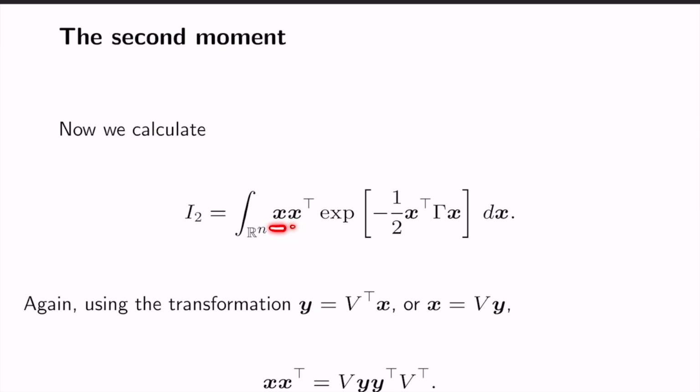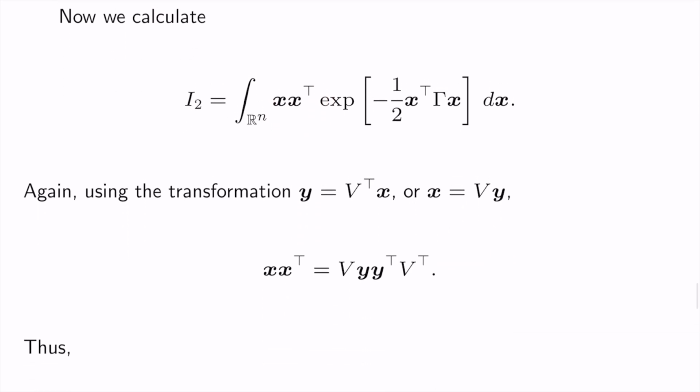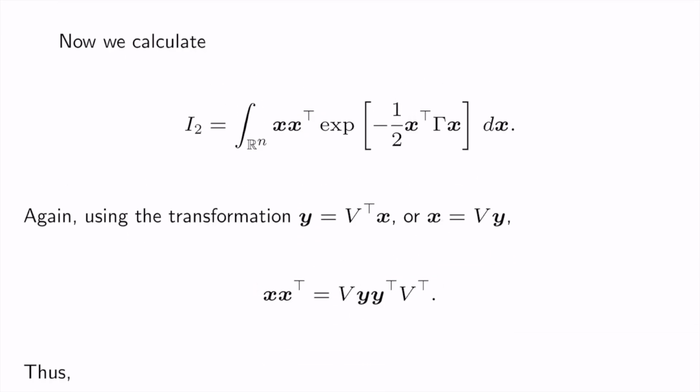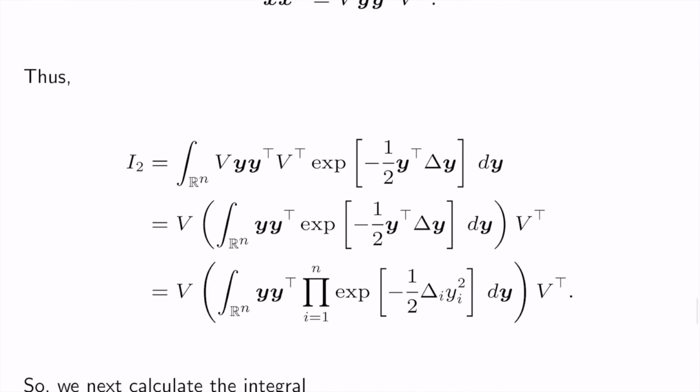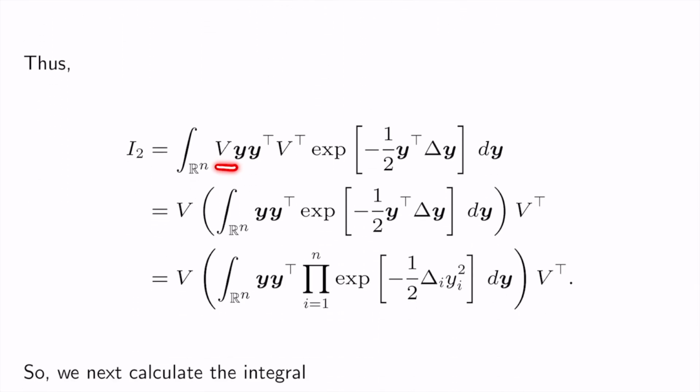And finally, let's consider this second moment. So x times x transpose times this exponential integrated over the entire space. Again, we use this change of variables. So using this part, x times x transpose becomes this. Thus, the integral becomes like this. So x times x transpose becomes this, and the exponential factor becomes this as usual, y transpose delta y. Now let's put this v outside and v transpose outside.